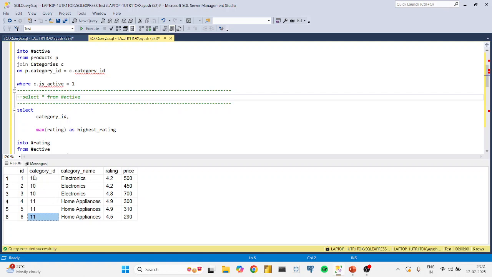If you are going to partition it by this id column, since every row is unique, it will be 1, 2, 3, 4, 5, 6. So there will be 6 rows for the row number. Okay, so that's how the row number works, and you can also sort it, you can also order it. So let's see how we can do it.